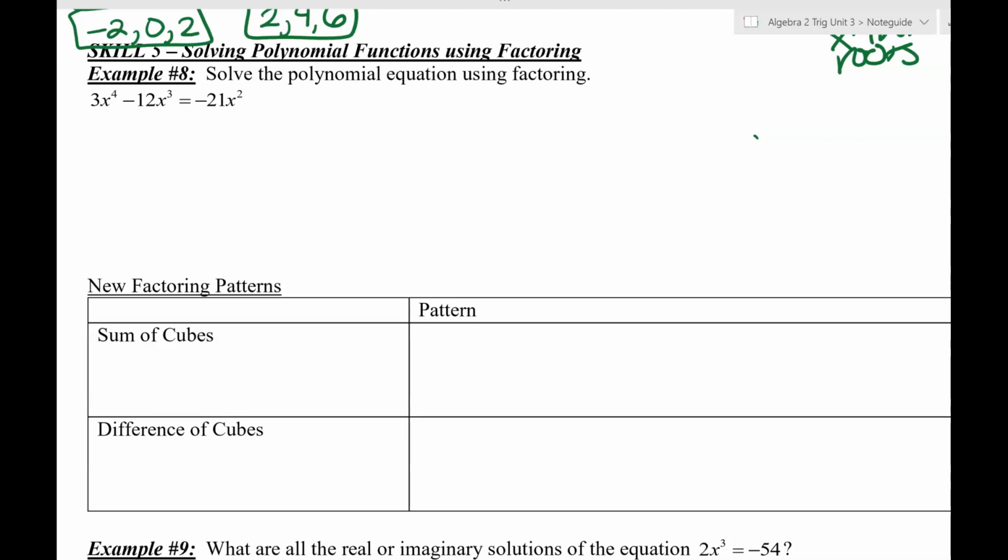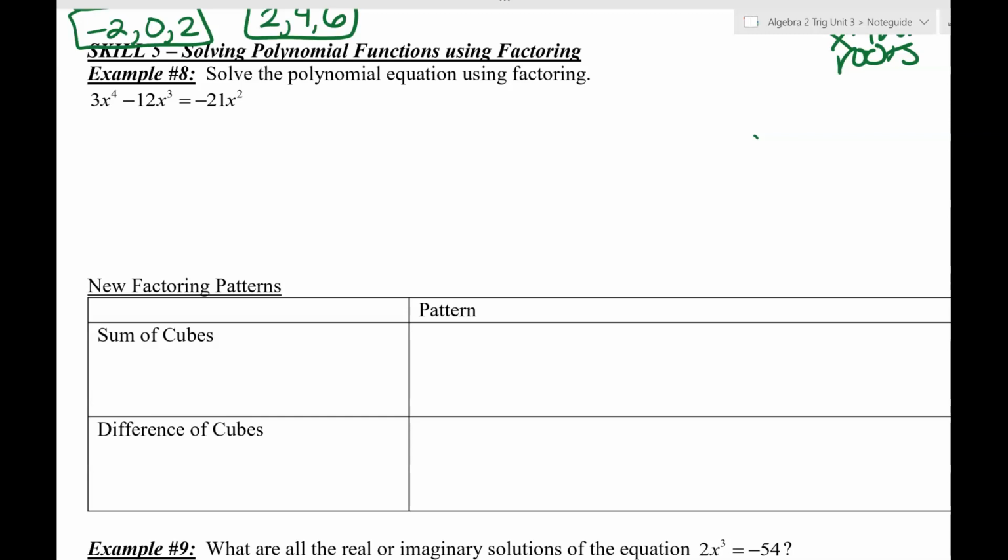The focus of this lesson is going to be using factoring to solve polynomial functions. So we did factoring a lot in our last unit with quadratics in very specific circumstances. And now we're going to go through more factoring patterns and use more varieties of the factoring ideas that were in that list.